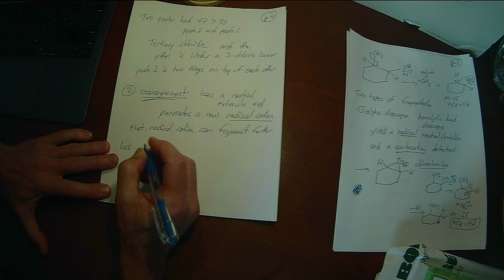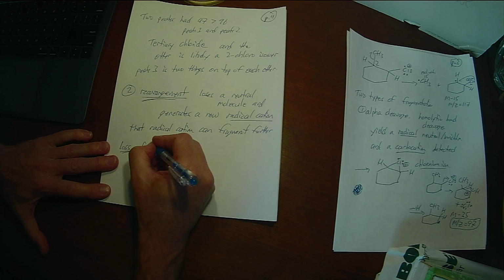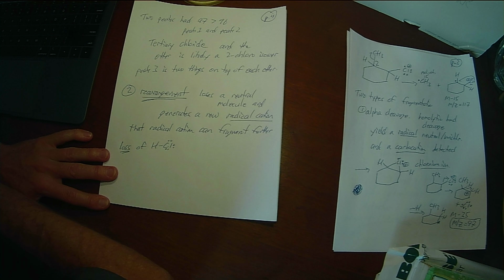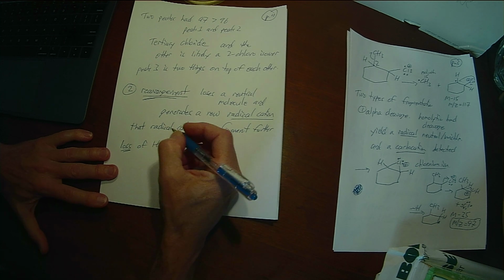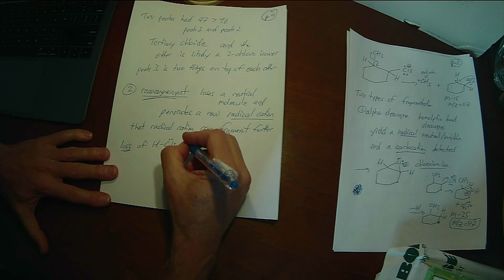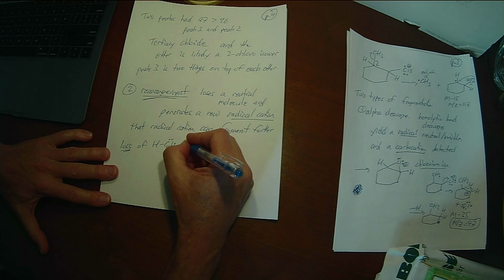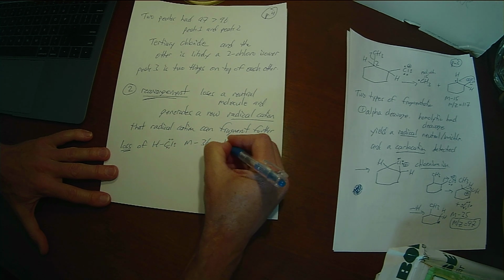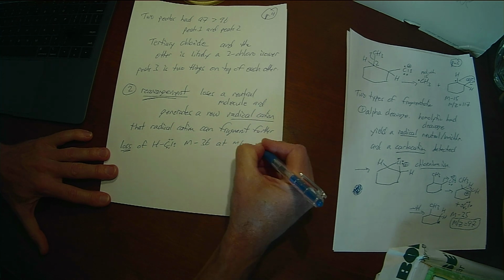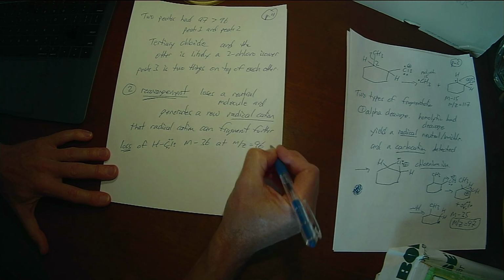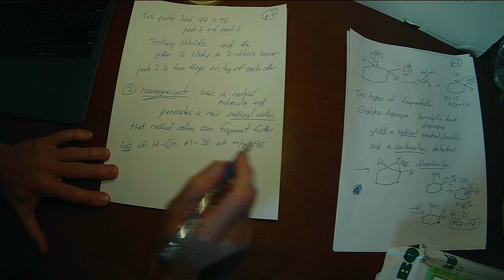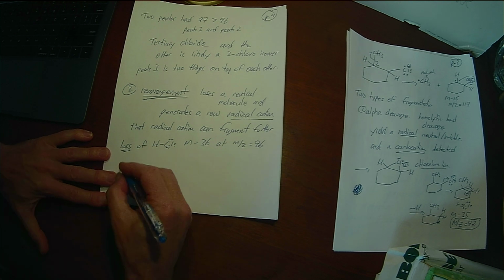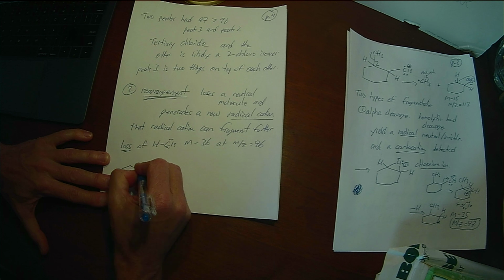And a common pathway is loss of HCl. If it's water, a very common pathway is loss of H2O, which would be M-18. So a loss of HCl you should see at M-36, at M over Z 96. And in theory, you can see that 96 fragment from any of the isomers, because the loss of HCl can happen for any of them.